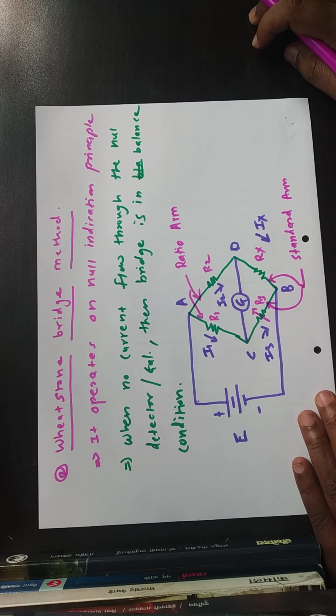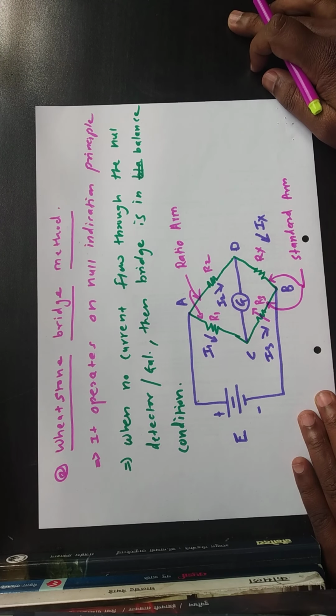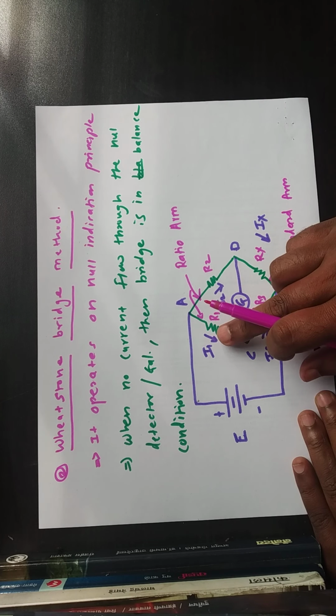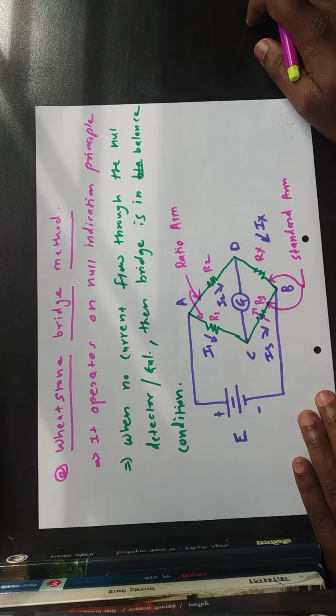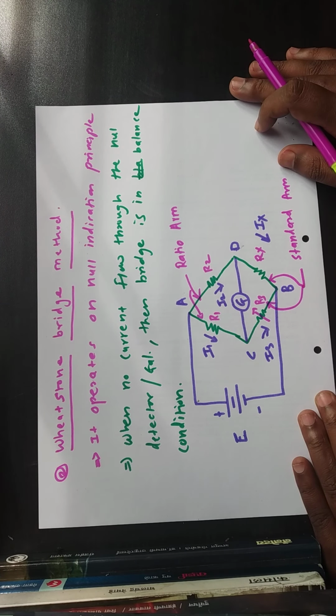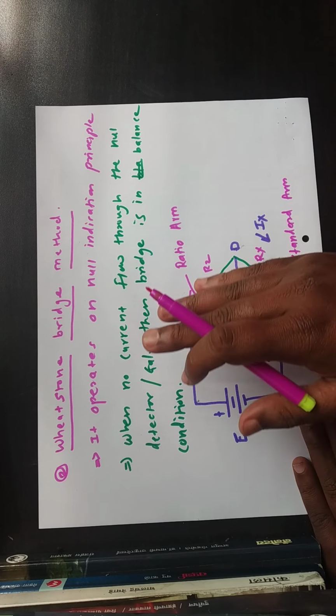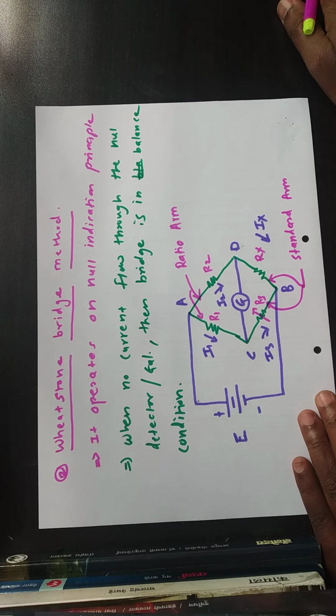Please remember this. These are the standard arms because we have connected a standard resistance R3 here, and R1 and R2 are called the ratio arms. Why it is called a ratio arm, we will see when we derive our final equation: in the final equation we will get a ratio of R1 and R2. So that's why it is called a ratio arm.